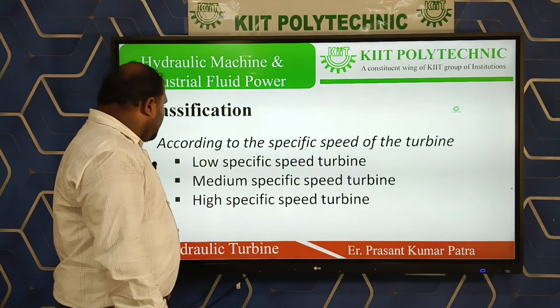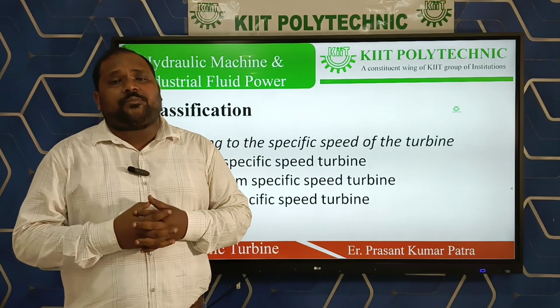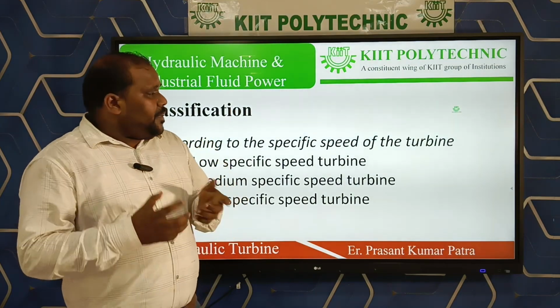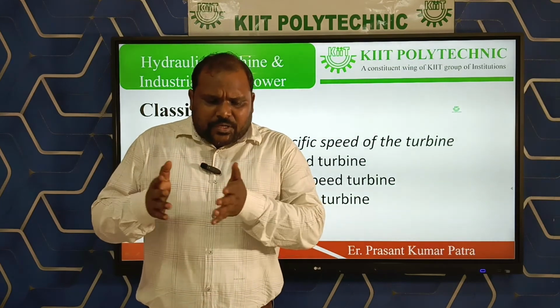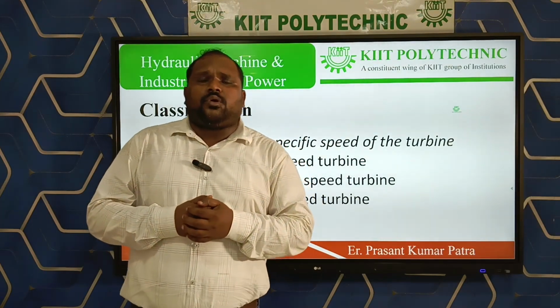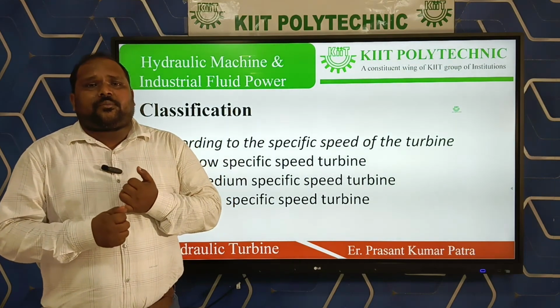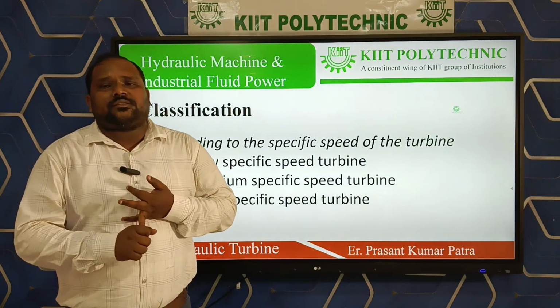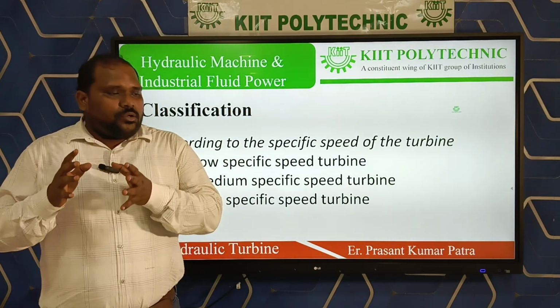Next, we'll see another mode of classification. It depends upon the specific speed, and depending upon the specific speed, the turbines are classified into three categories. First one is the high specific speed turbine or high speed turbine. Second one is the medium speed turbine, and third one is the low speed turbine.